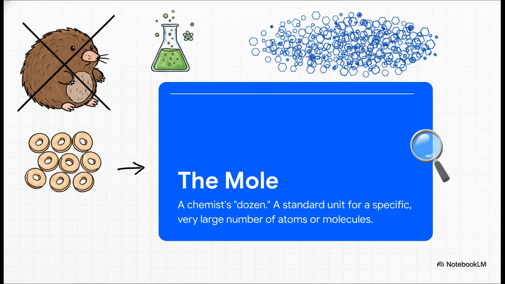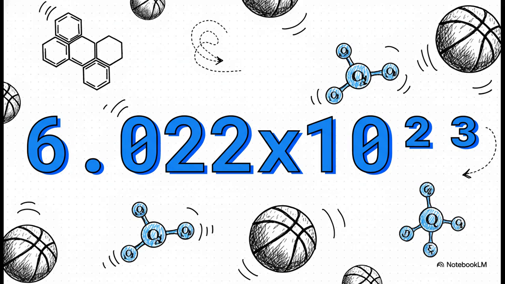In chemistry, a mole is just a word that means a specific amount. It's just like how the word dozen always means 12, or a pair always means 2. A mole is just the chemist's word for a much bigger number. It's basically the chemist's dozen. And what is that number? It's called Avogadro's number, and it is gigantic.